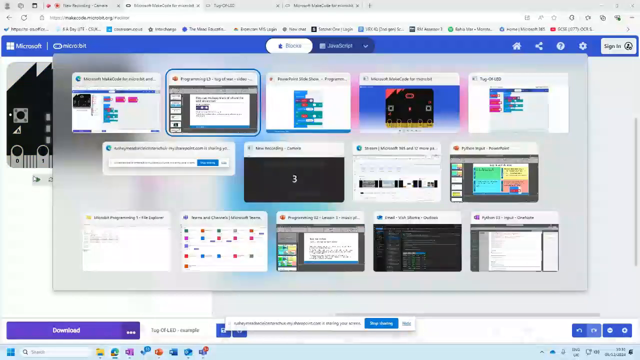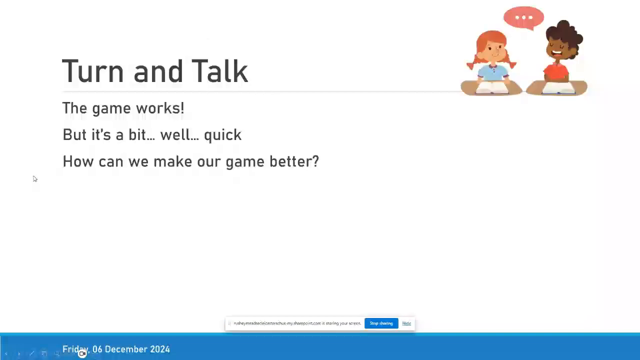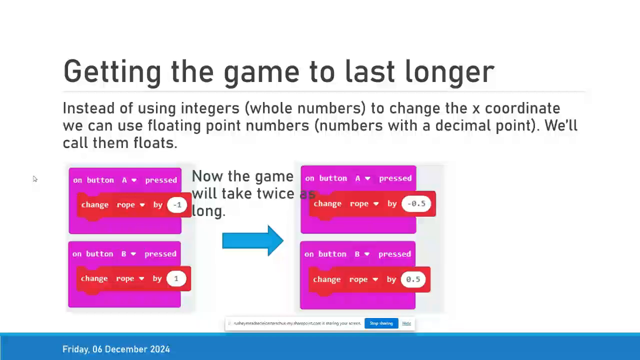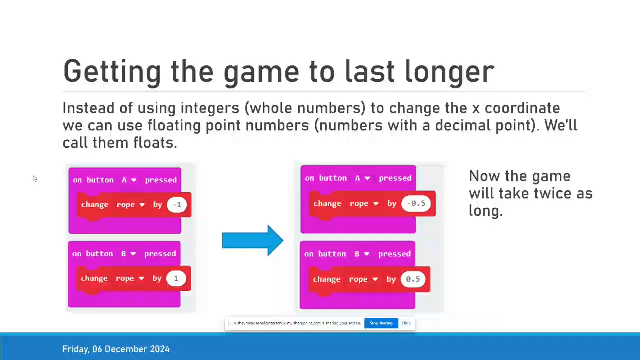But in actual fact, if you were to download and play your games, well, it's just a bit quick. So how can we make our games even better? Well, we want it to last longer than 5 seconds, so what can we do here? Instead of using integers, which are whole numbers, we can change the x coordinate. We can use floating point numbers, numbers with a decimal point. We'll call them just floats. So instead of saying we can change the rope by -1 every time we press it, let's change it so it now says -0.5. Now the game's going to take twice as long.